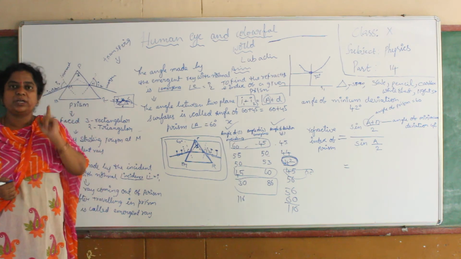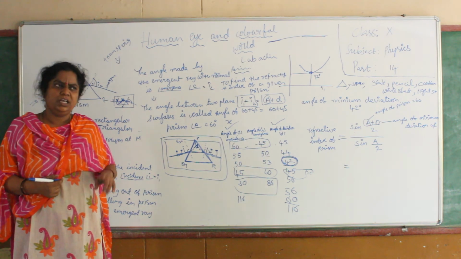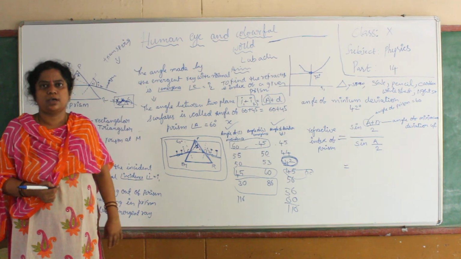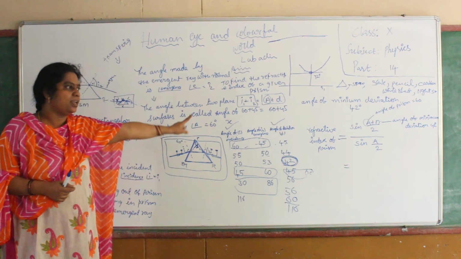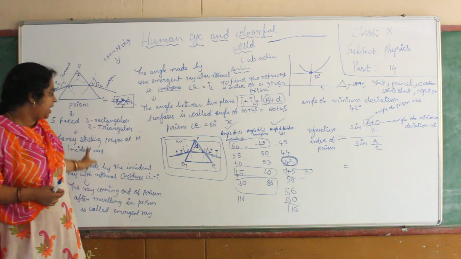It is a very important lab activity, children. Generally, many times they ask you how to find out the refractive index of the prism. Note down the readings and the formula and make running notes.